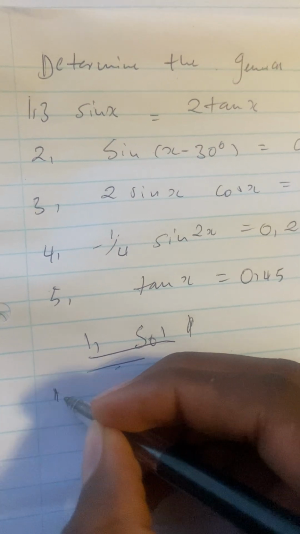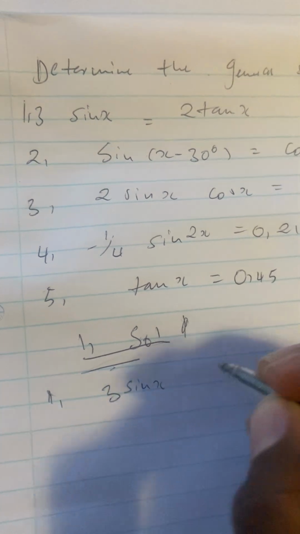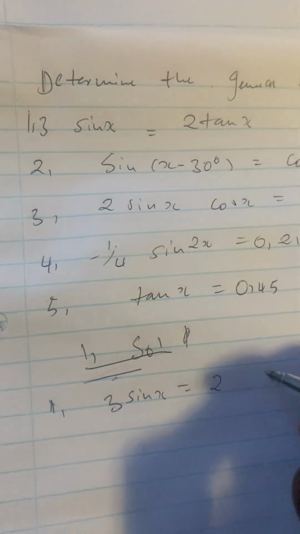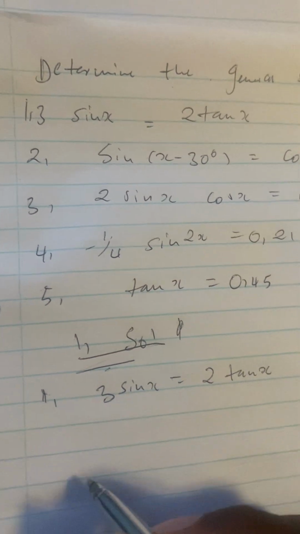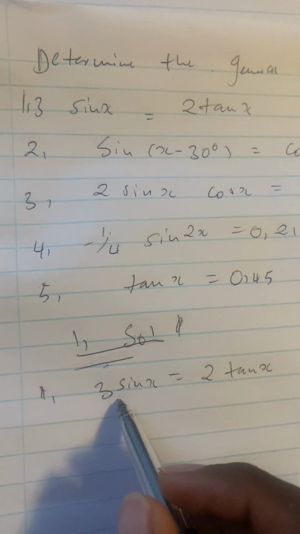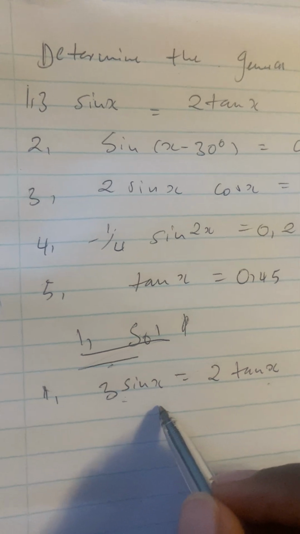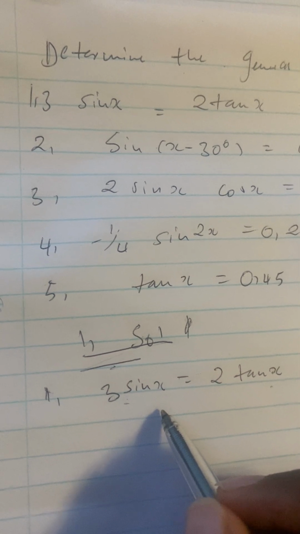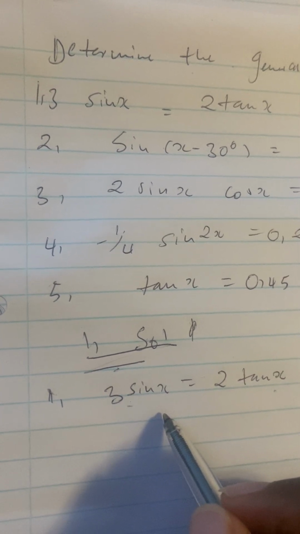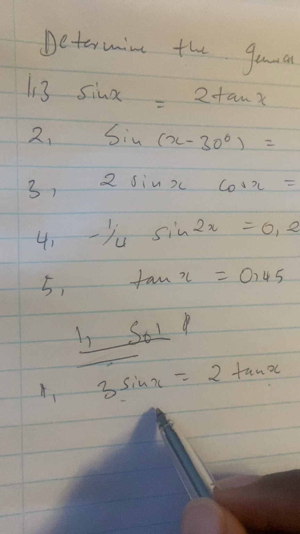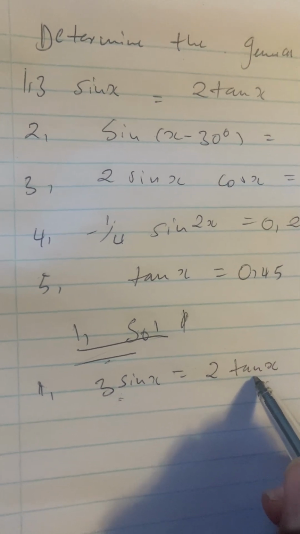On number one, we have 3 sin x equals 2 tan x. This side we have 3 sin x, this side we have 2 tan x. As we can see, we don't have the same trig ratio, thus we can't solve this yet. So before we proceed, we can check.